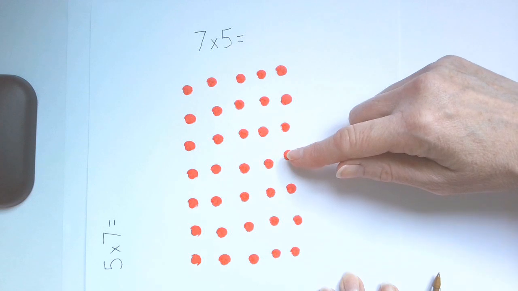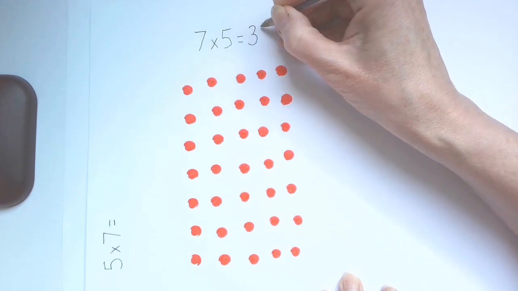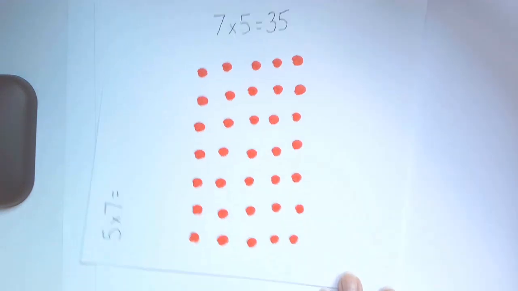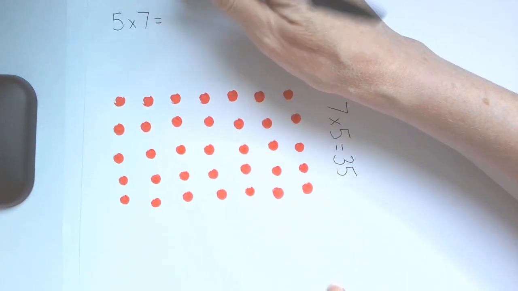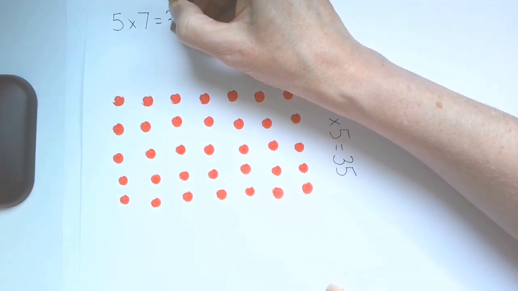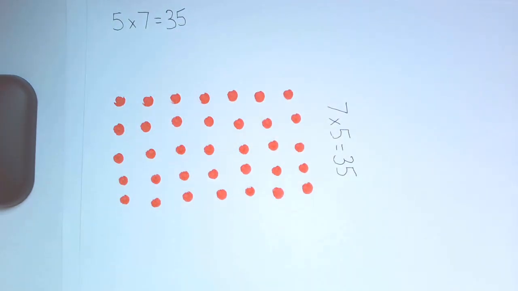5, 10, 15, 20, 25, 30, 35, and there we go. So I can go back to my original fact, 5 lots of 7. I know it's exactly the same number of counters or spots, so I know that 5 times 7 is also 35. So that commutative property of multiplication means that every time we learn a multiplication fact, or almost every time, we're actually learning the fact from another table as well. And that reduces the number of facts that we have to be able to recall.